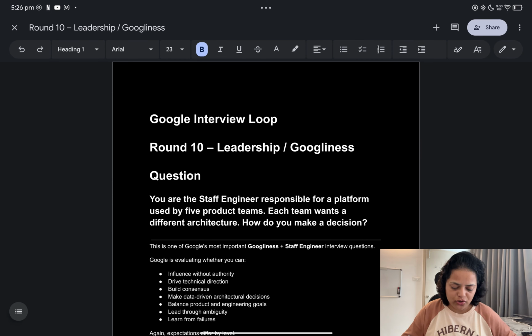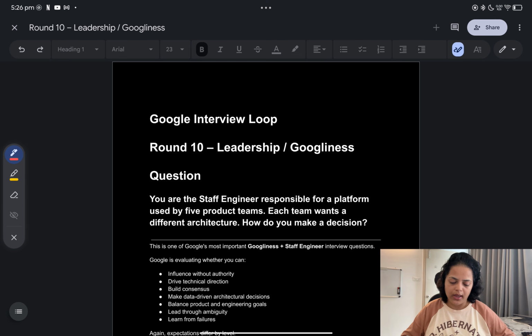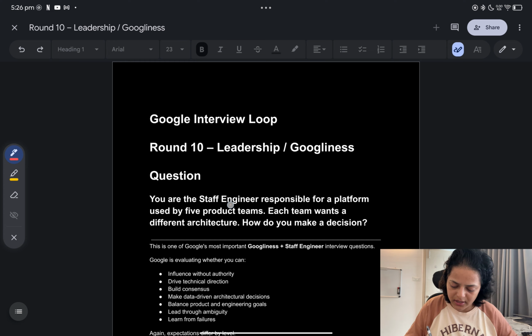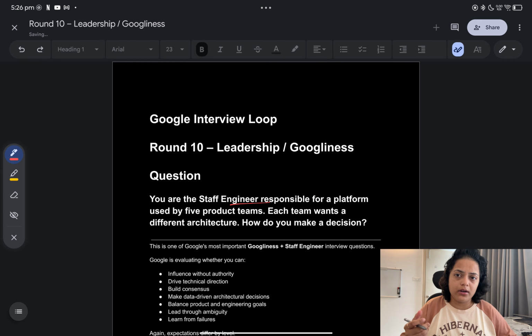Hey guys, let's talk about the last round of the Google interview loop, which is the leadership Googliness round. Here, let's say they have asked you a question that you are a staff engineer. This is mostly for the staff engineer, but L4 and L5 can answer based on their role as well.